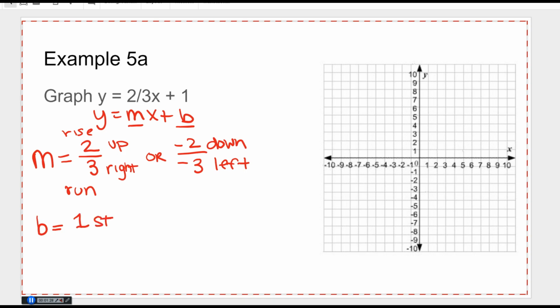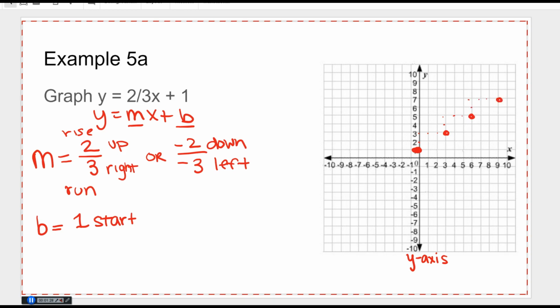I always like to write the word start here so that I know that's where I start. Now remember that b is your y-intercept. So you're going over to your y-axis, you're finding where y is 1, you're putting a dot. Now from that point, you're going to count up 1, 2, and to the right, 1, 2, 3. Put a dot, up, 1, 2, right, 1, 2, 3. And you keep going until you run out of space.